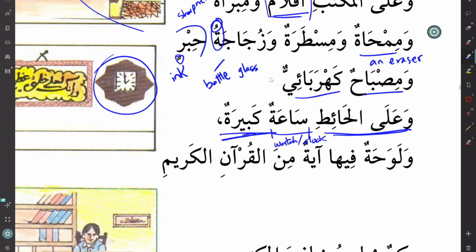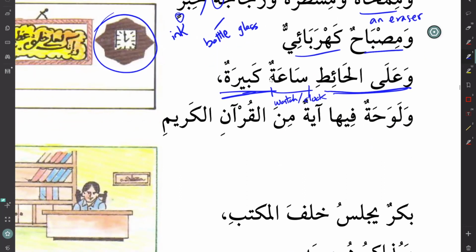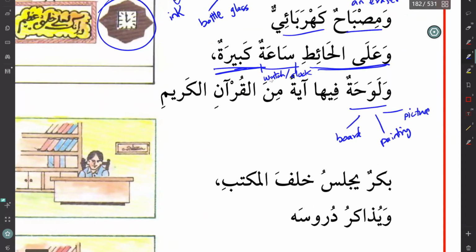Okay. Now, then it says wa lawhatun. What is lawha? Lawha also has a lot of different meanings, right? It can mean a board. It can mean painting. It can mean pictures. Okay, so it has all these kinds of meanings. So which one is it? Again, you will understand from the context.